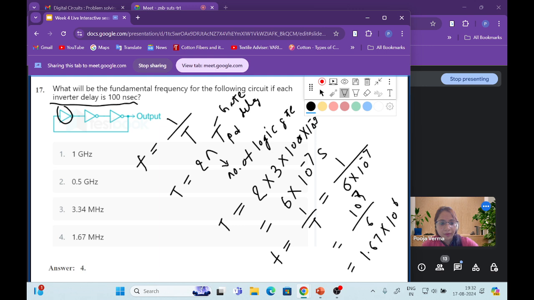Because 10 to the power 7 will be there, so if we take 10 into 10 to the power 6 divided by 6, if we divide 10 by 6, you will get 1.67 into 10 to the power 6, and it can be said 1.67 megahertz, right? 10 to the power 6 is called megahertz, right?